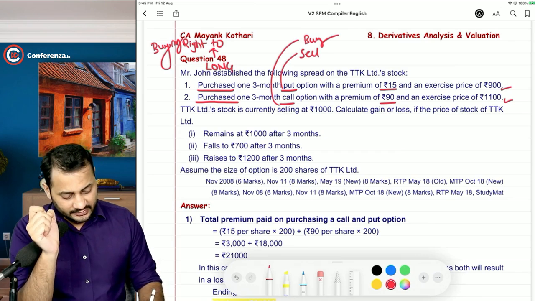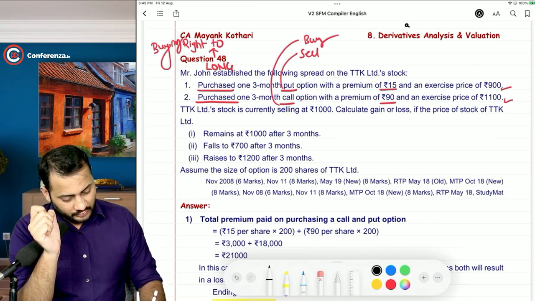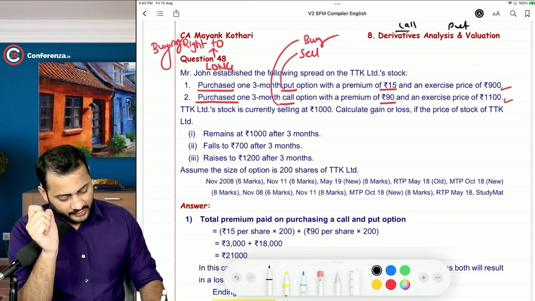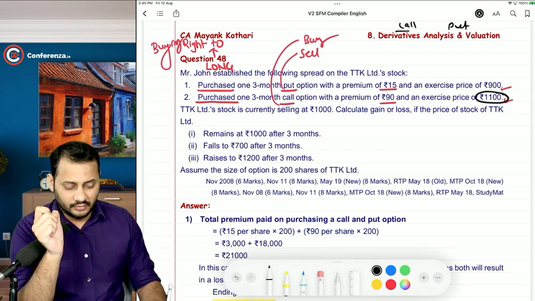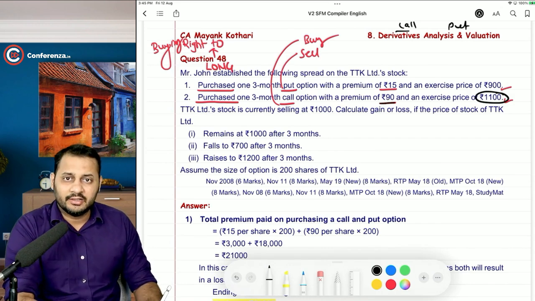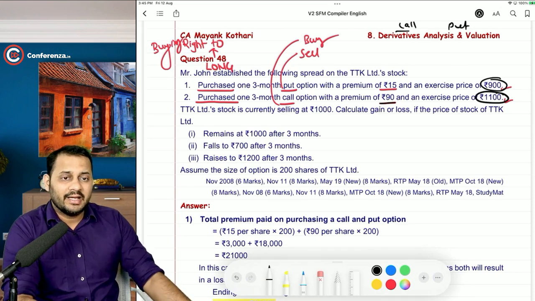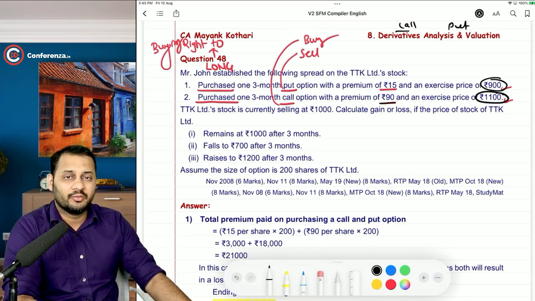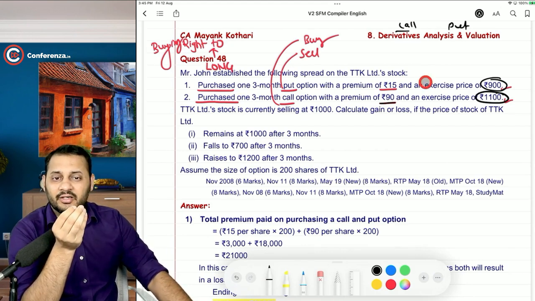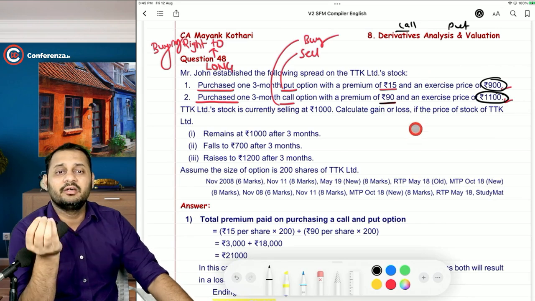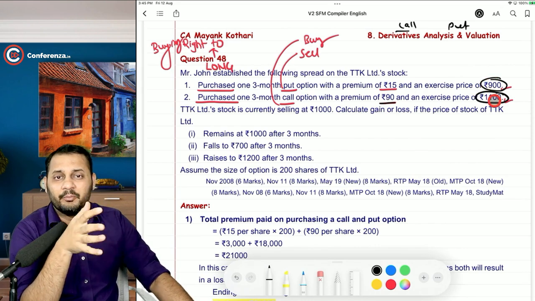So you can clearly see that there are two things. Let's write down call and put. In the call option you can buy the stock at 1100 and you have already paid a premium of 90 in that. And in the put option you can sell the stock at 900. Sir, why will I buy at a higher price and sell at a lower price? Please understand, my friend, you cannot compare 900 with 1100. Both of them are two different transactions or two different contracts. So there is no point in comparing this.